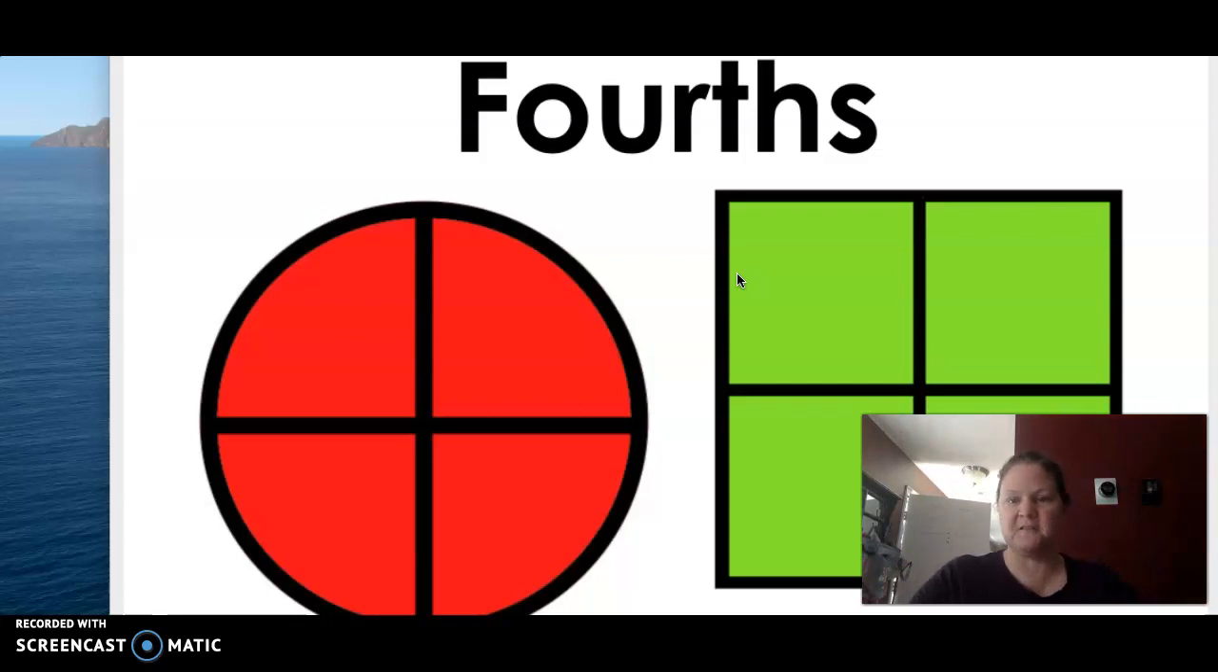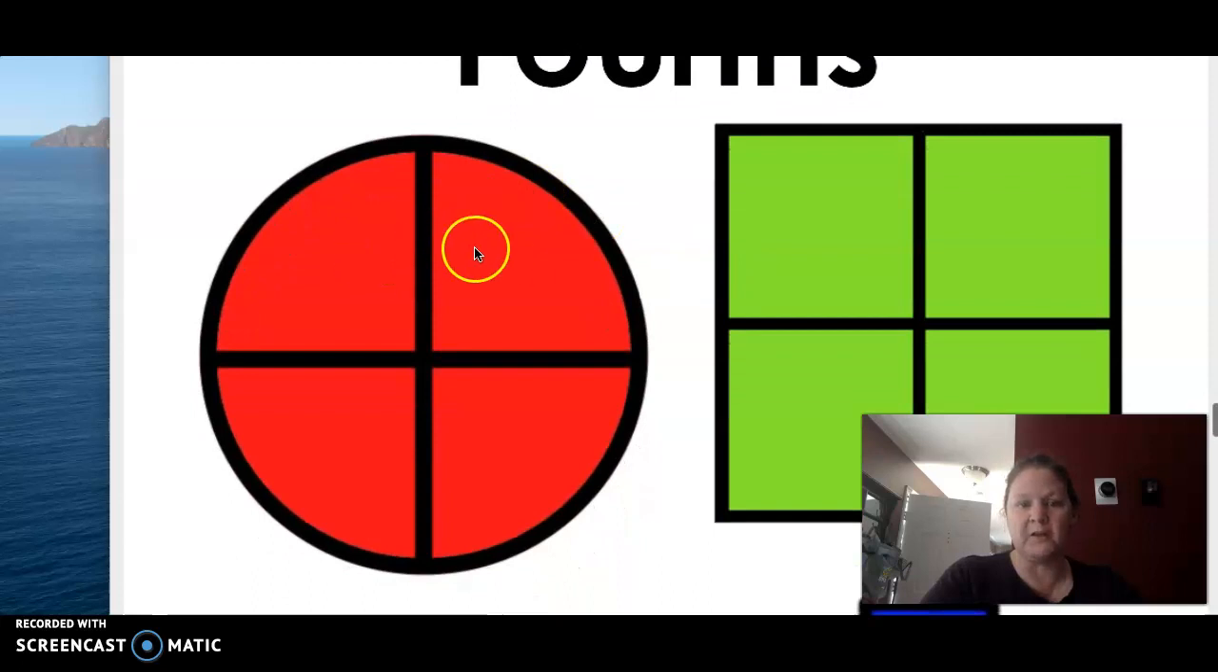All right, let's talk about fourths. Everybody say fourths. Fourths. Awesome. How many equal parts do you see in the fourths? 4. 1, 2, 3, 4. And remember, if I'm talking about fractions again, they have to be equal parts. Okay? So here's my fourths. I got 4 parts colored in. 1, 2, 3, 4.